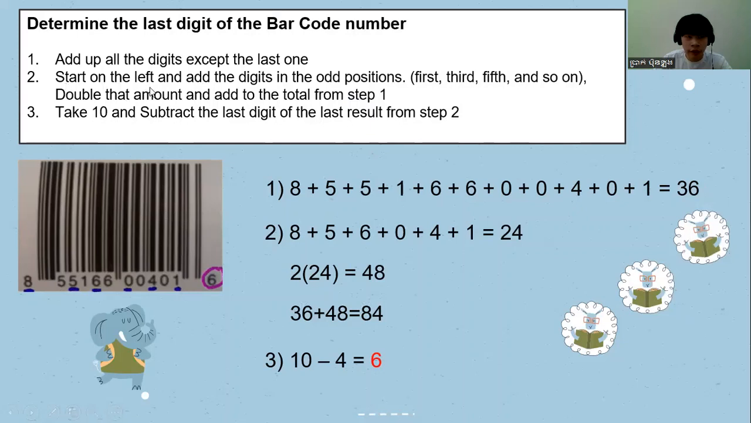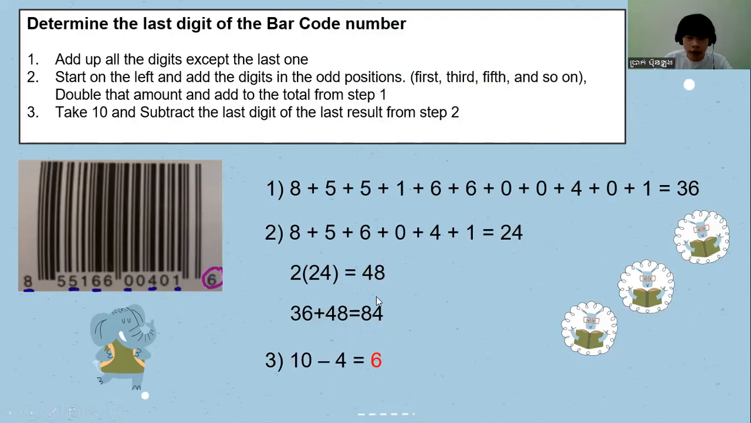And the next step is to start from left to right. Again, add the digits in the odd positions, like here, 8564041, and we add it up and it is equal to 24. And then we double that amount, which gives the result of 48. And then we add the result from here to the result from step 1, which is equal to 84.